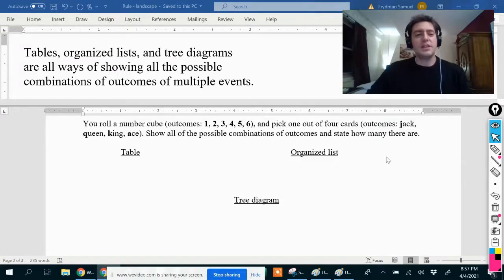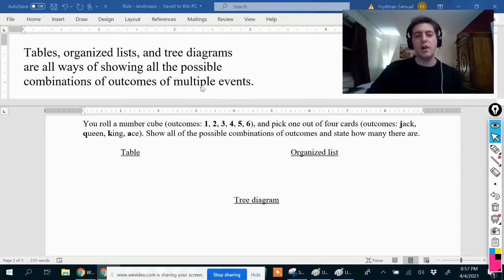Hi everybody. In this video we are going to talk about using tables, organized lists, and tree diagrams to show all the possible outcomes, all the possible combinations of outcomes of multiple events.